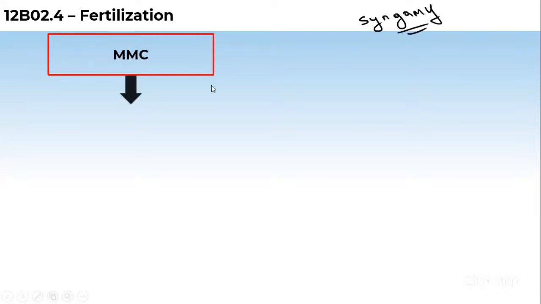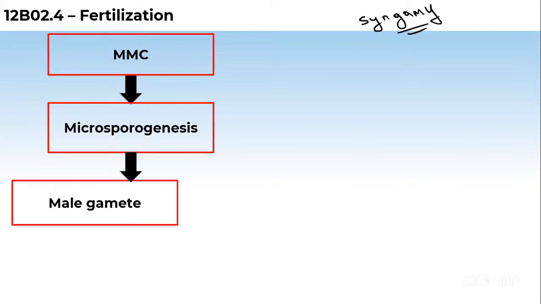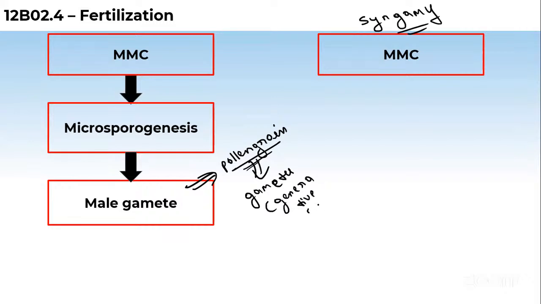Now, in the microspore mother cell, the microsporogenesis has happened. By the microsporogenesis, we got the male gametophyte. Yes or no? Pollen grain we got. In the pollen grain, we got the gametes. That gamete is nothing but the generative cell. The generative cell is acting as two male gametes.